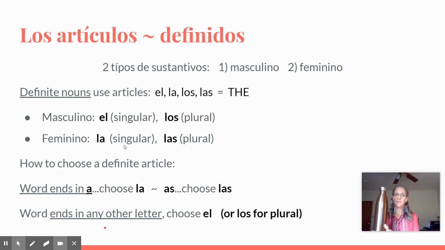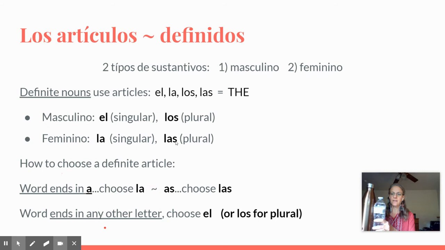So it depends the way that we choose this. If a word or a noun is singular, it's either going to be el if the word is masculino, or la in the case of la botella if it's femenino. Okay, so we have two types of singular articles, el or la. Then we have two types of plural articles. So there's no word thus en español.